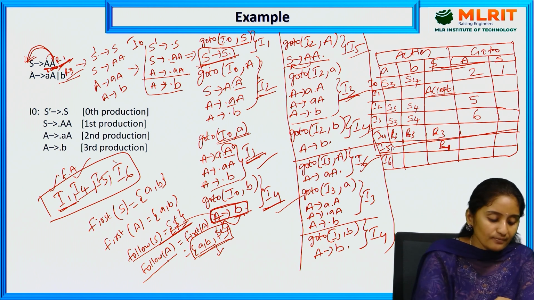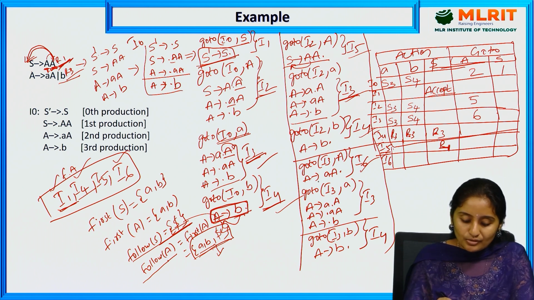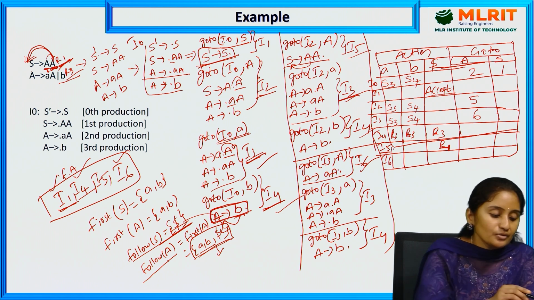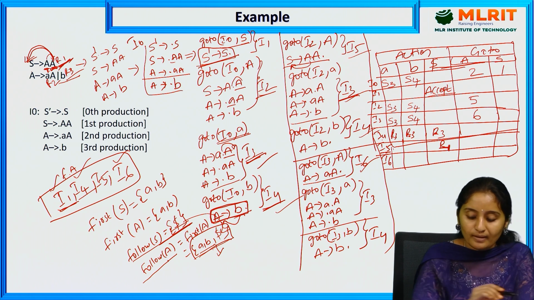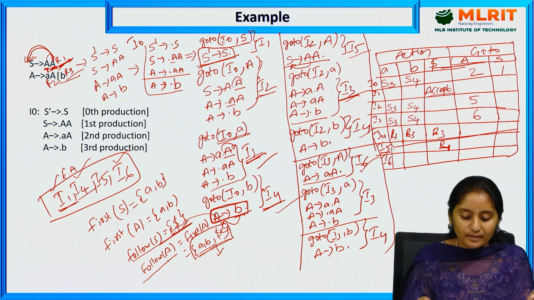Next, what is the next one? I6. So go to the I6 production. A tends to A dot. So what is the reduction number I have? R2 is my reduction number. I6, R2 is my reduction number.